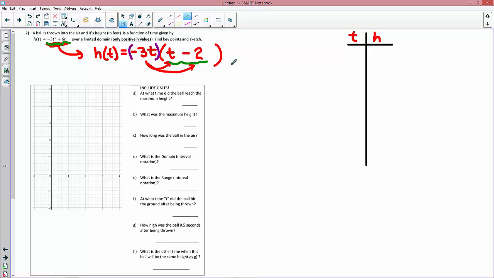Okay, now why do we factor this? Because we actually want to set it equal to 0, right? We want to say that h is 0. See, I'm gonna make this 0, right? h of t is 0. So 0 equals negative 3t times t minus 2, right?